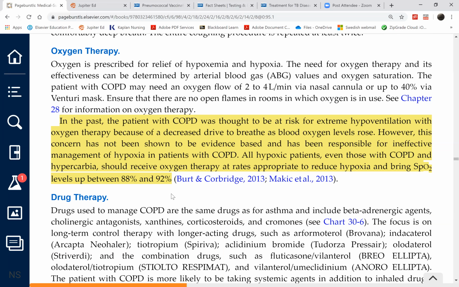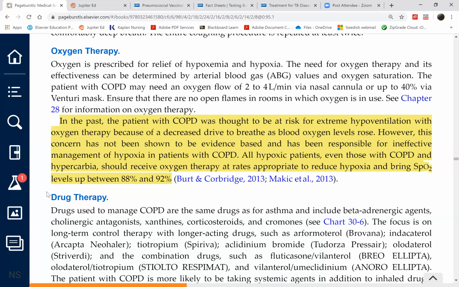All right, so compare that paragraph with the preceding one, or what you learned in fundamentals, wherein the patient only receives 2 to 4 liters. So which one applies now? Not true.